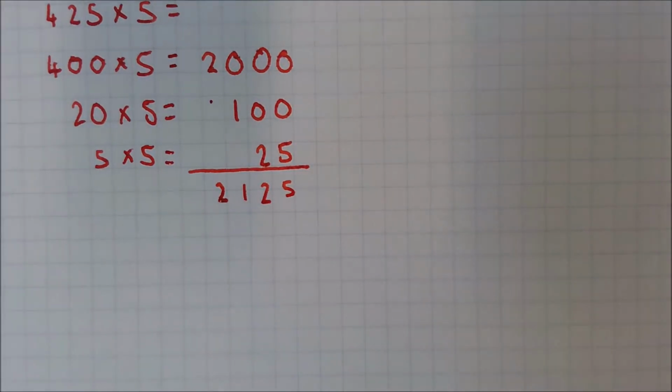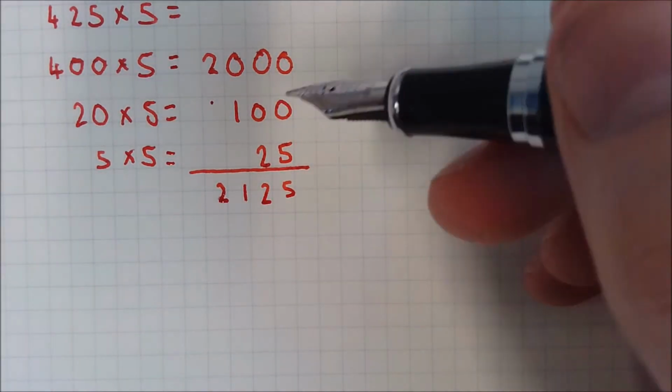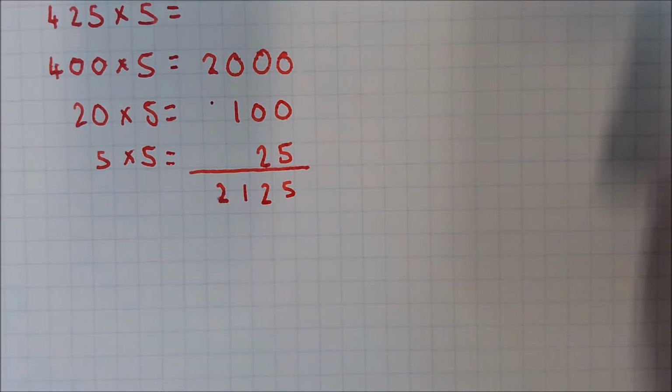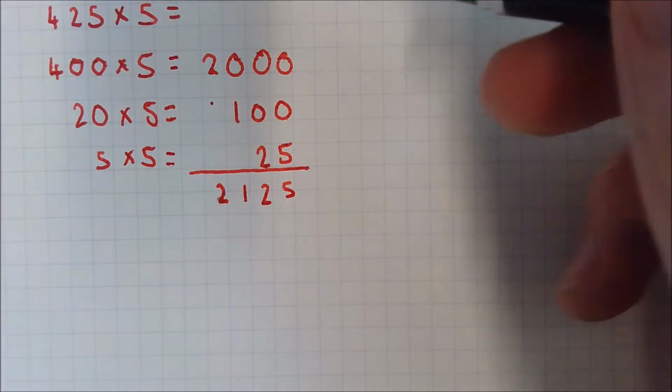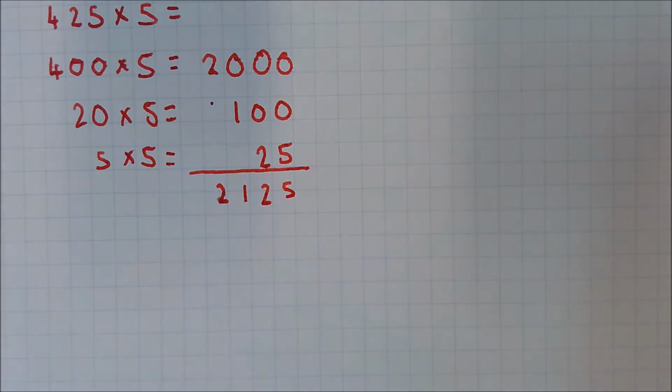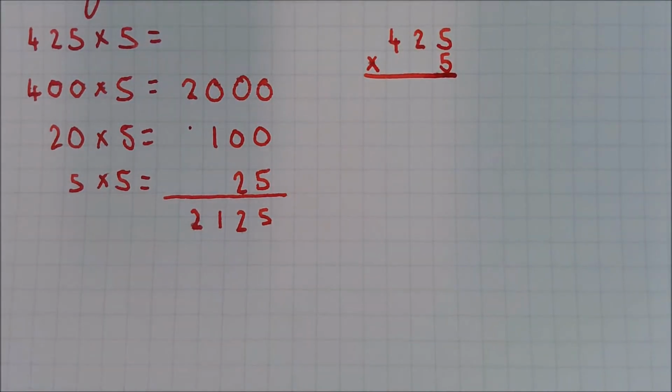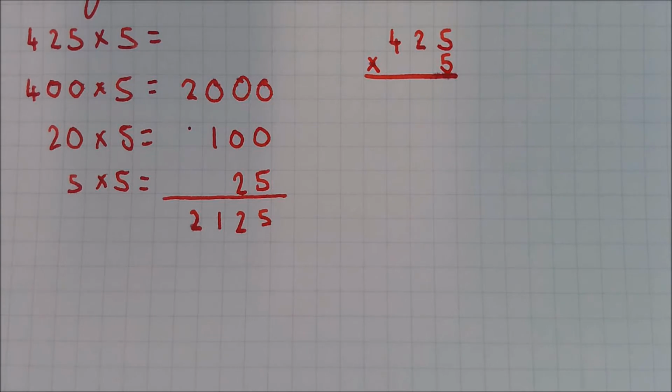So far so good. But this isn't terribly efficient. What we're going to do is use this and look at how we can build up to doing first short multiplication and then long multiplication. Before we do compact short multiplication, I'm going to do a transitional stage. We're going to look at expanded short multiplication.